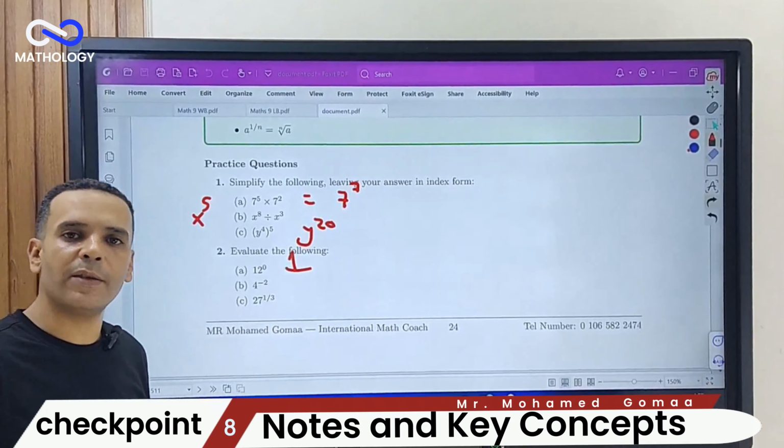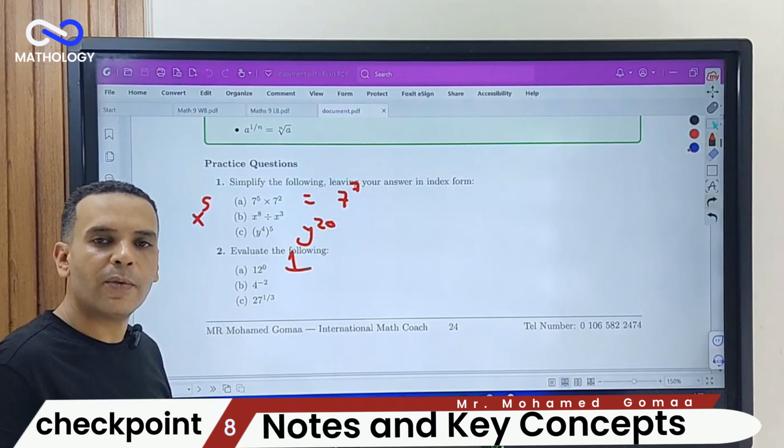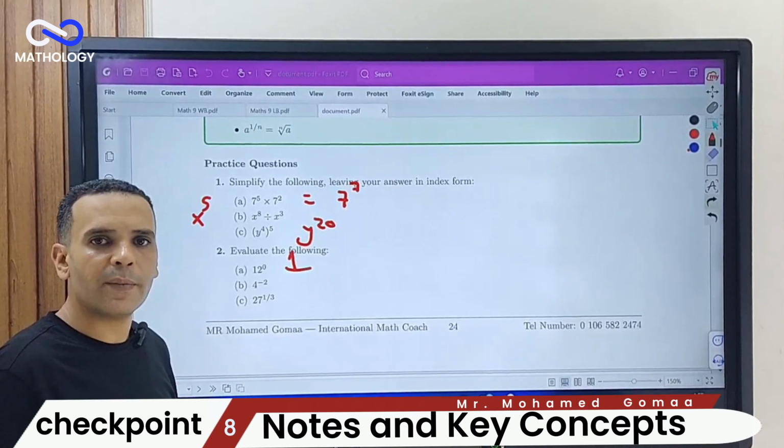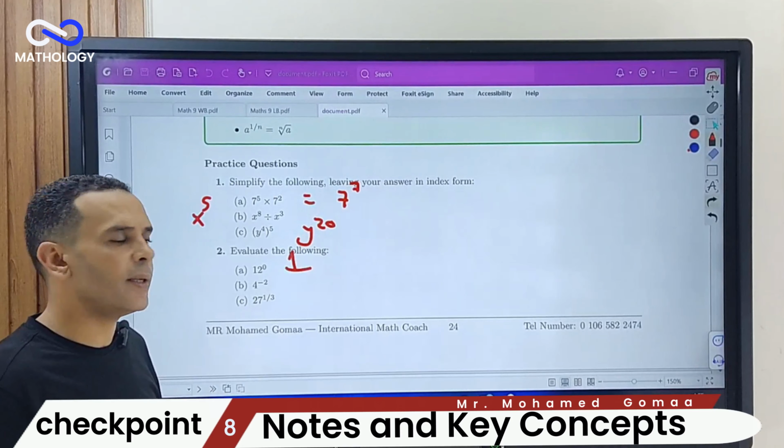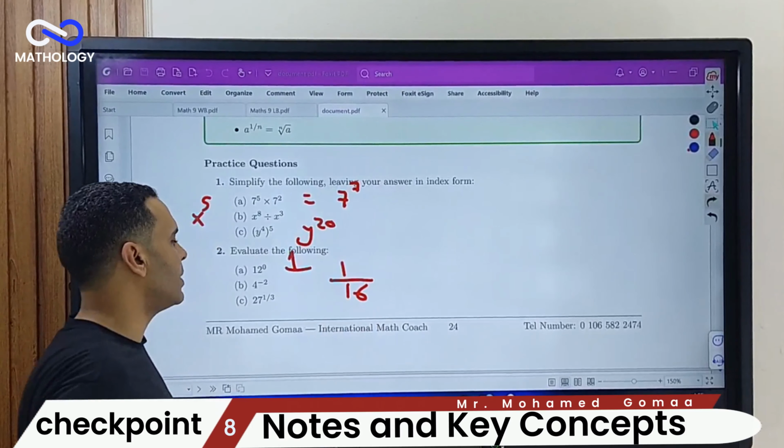4 to power negative 2. In your mind, get 4 power 2, which equals 4 times 4, not 4 multiplied by 2. 4 times 4 equals 16. Put 1 over it, it will be 1 over 16.